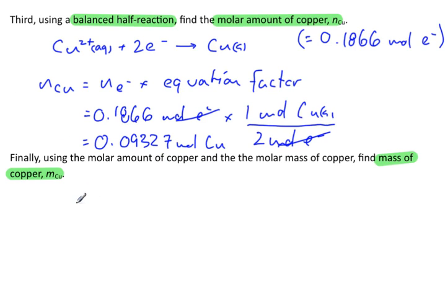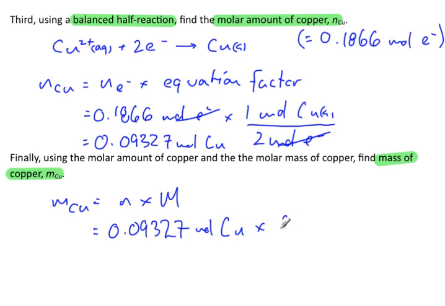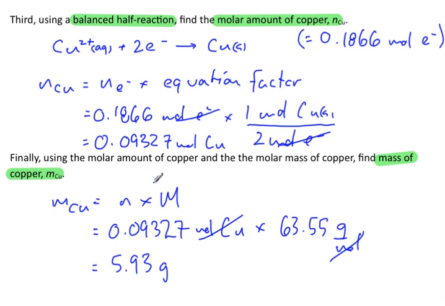So I need to go to the periodic table, but mass of copper equals number of moles times molar mass, 0.09327 moles of copper times 63.55 grams per mole, molar mass of copper. Moles divide out, and we have 5.93 grams of copper plated.